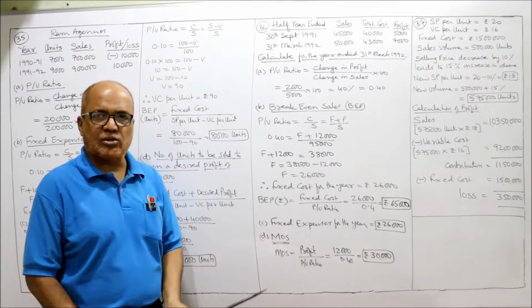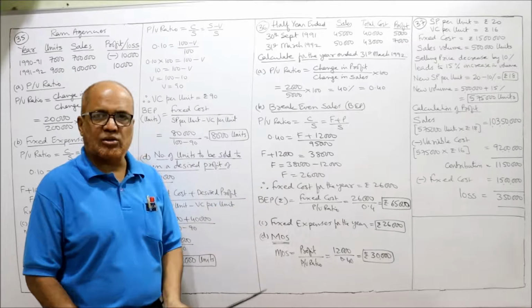From sales we deduct the variable cost. The variable cost is 5,75,000 into 16. Per unit variable cost remains the same. There is no change in variable cost and fixed cost. The only change is in selling price and volume. So 5,75,000 into 16, 92 lakh rupees is the variable cost. Sales minus variable cost gives the contribution. The contribution we got is 11,50,000.